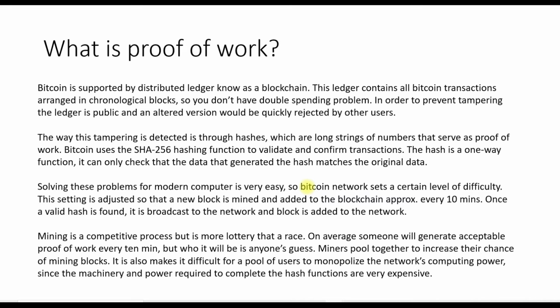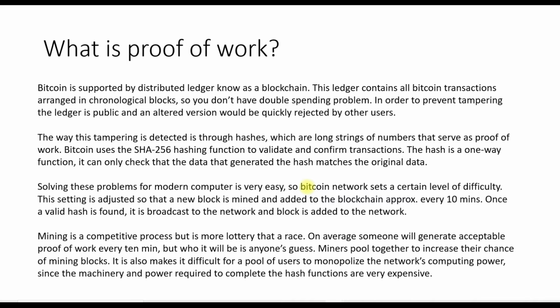The hash is a one-way function. It can only check that the data that's been generated matches the original data. Solving this problem for a modern computer is very easy, so the Bitcoin network sets a certain level of difficulty. This setting is adjusted so that a new block is mined and added to the blockchain approximately every 10 minutes. Once a valid hash is found, it is broadcast to the network and the block is added to the blockchain.